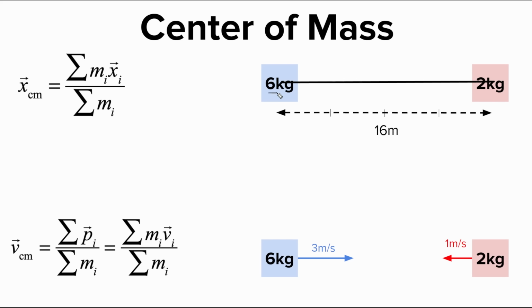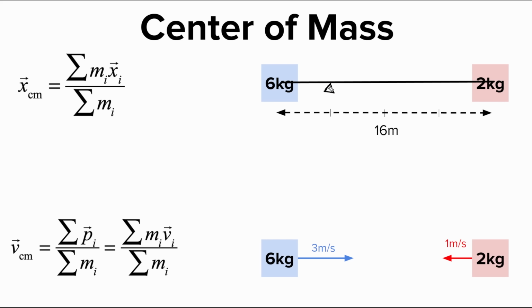And it has to be proportionally closer to the larger mass. So since this 6 kilogram mass is 3 times bigger than this 2 kilogram mass, the center of mass has to be 3 times closer. So if this is 16 meters, and this is 4 meters, 4 meters, 4 meters, 4 meters, the center of mass would have to be right here, because that way I'm 4 meters from the 6, and I'm 12 meters from the 2, and 12 is 3 times bigger than 4, and so the 6 is 3 times closer to the center of mass.